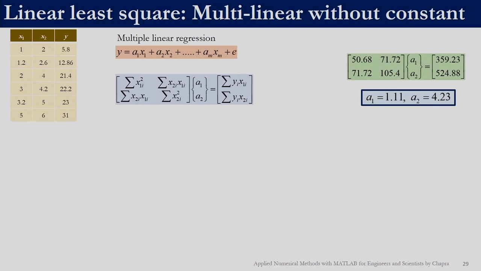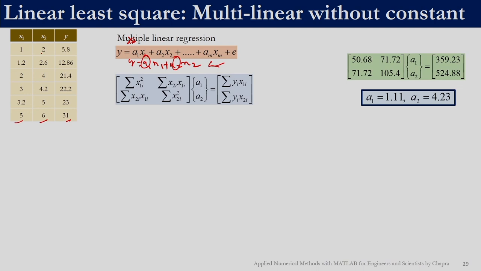This is the problem which we had previously: x1, x2, y. This time we have a model wherein there is no constant coefficient, there is no a naught. So in this case, our model was y is equal to a1 x1 plus a2 x2. Our task was to find out the values of a1 and a2 such that this model best fits this data.